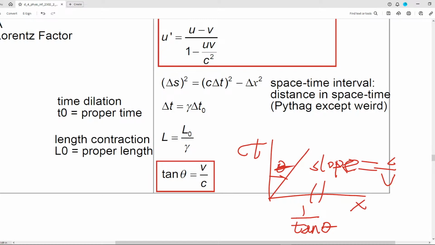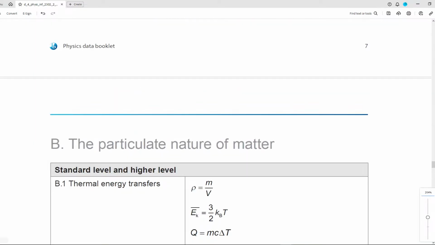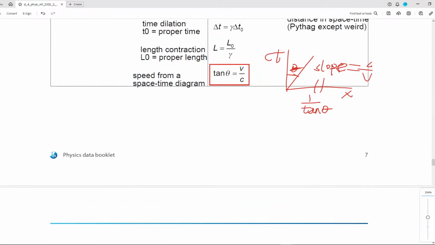So I'll type it out. Speed from a space-time diagram. But the key thing is it's measuring slope. So that's why I did this picture first. All right. And that took longer than I thought, but that is chapter A. All the formulas chapter A.